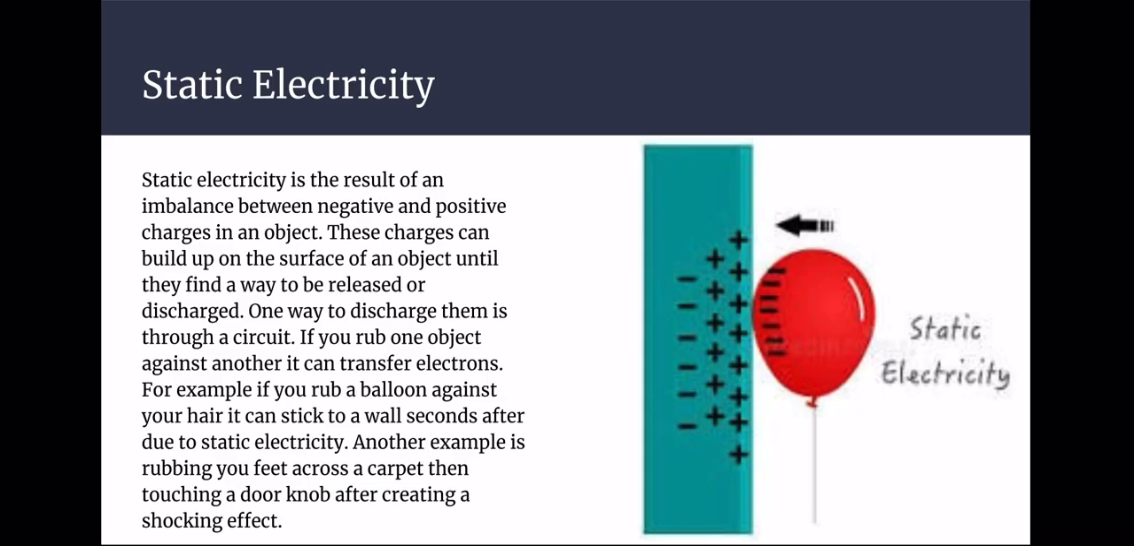If you rub one object against another, it can transfer electrons. For example, if you rub a balloon against your hair, it can stick to the wall seconds after due to static electricity. Another example is rubbing your feet across a carpet, then touching a doorknob after, creating a shocking effect that you will experience.